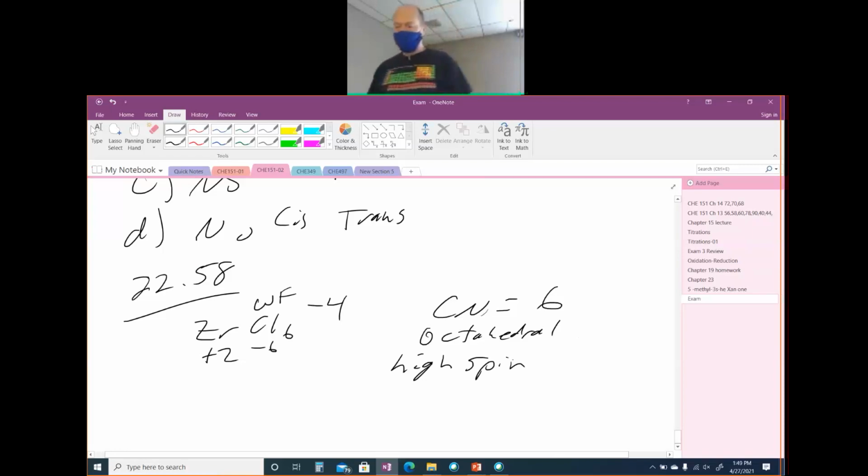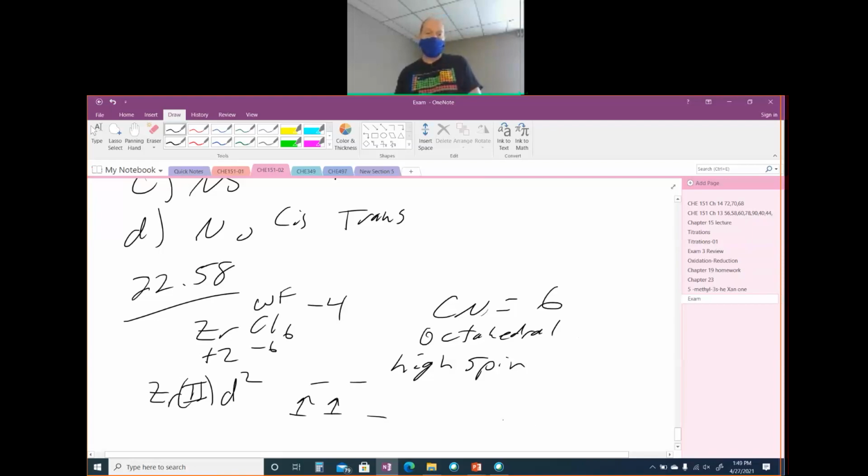All right, so then you just have to find Zr on the periodic table and look at the number on top of that column, and that is a 4. And so Zr2 is D2. All right, and so you have your octahedral, and you put in your 2 D electrons. And so this is paramagnetic, has 2 unpaired electrons.